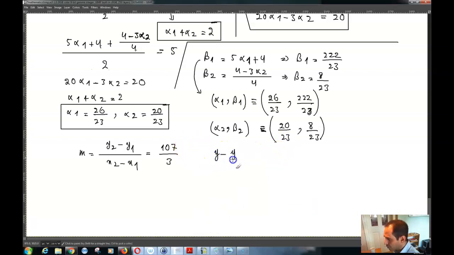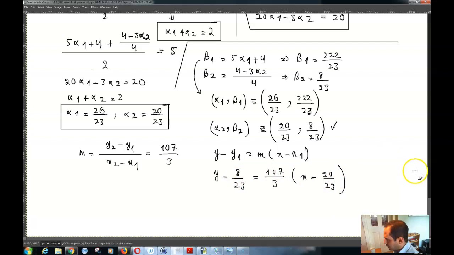So now you can write y minus y1 is equal to m times x minus x1. You can take any of these two points. For example, I will pick this one. It's easier, simpler. So y minus 8 by 23 is equal to 107 thirds times x minus 20 23rds. And so what you will get is y minus 8 23rds is equal to 107 thirds x minus 107 times 20 divided by 3 times 23.